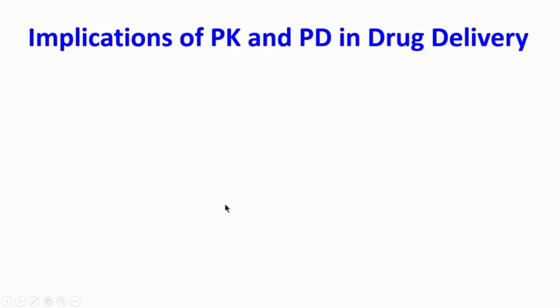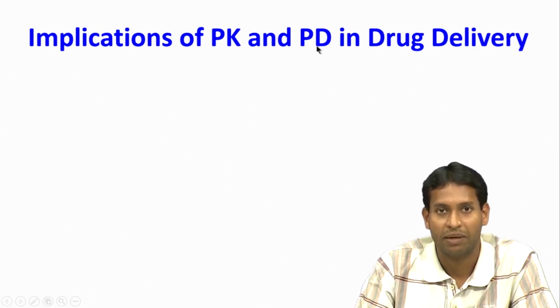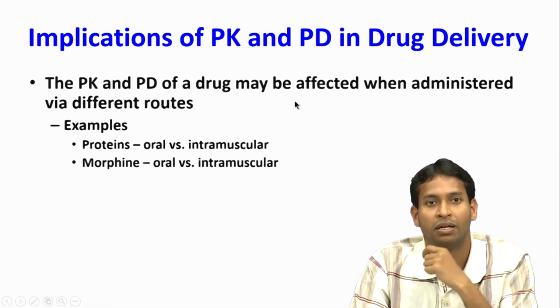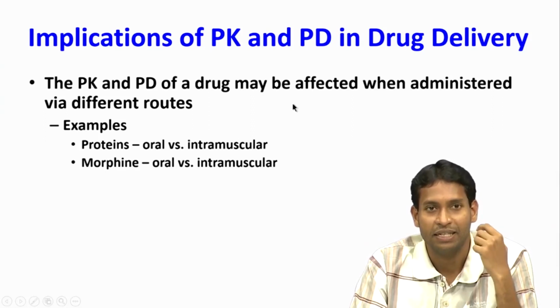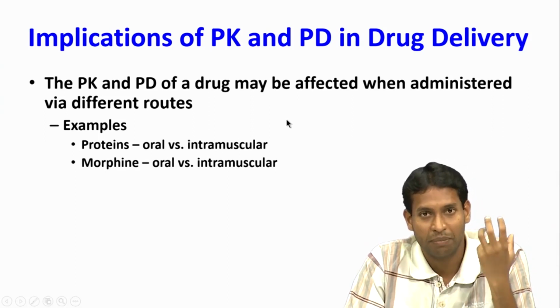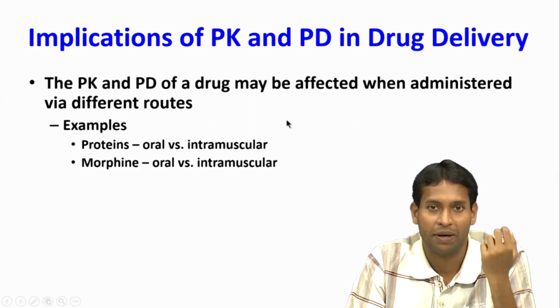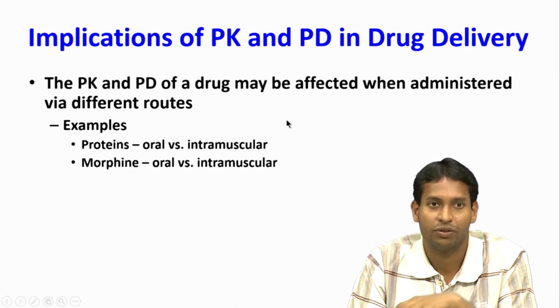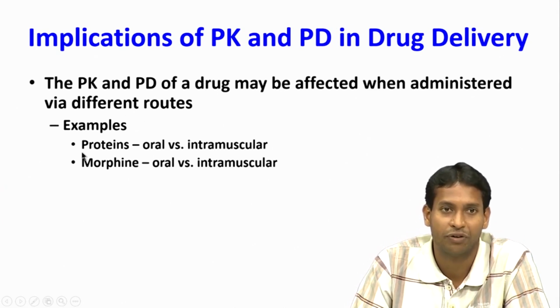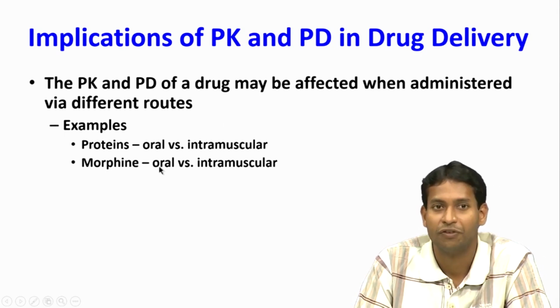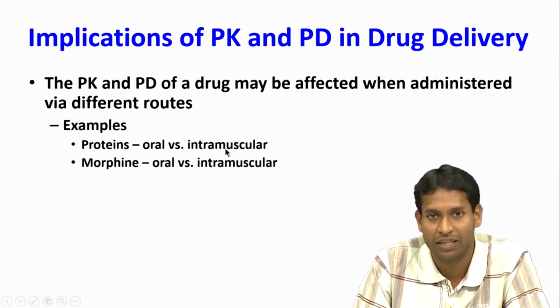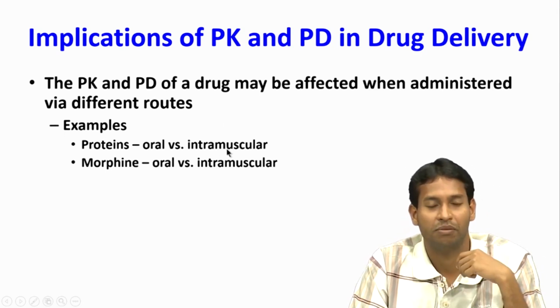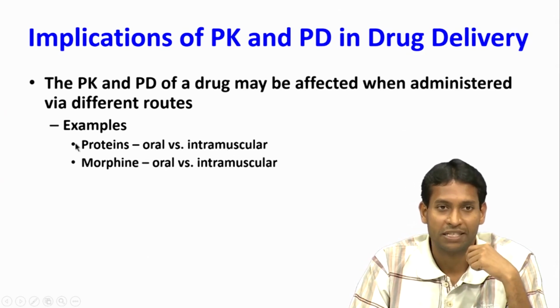So, what are the implications of pharmacokinetics and pharmacodynamics in drug delivery? First, the drug may be affected depending on what route it is administered in. If you are trying to deliver proteins, if you give it orally versus intramuscularly, they may have different activity once they reach the blood, because these proteins are fragile molecules.